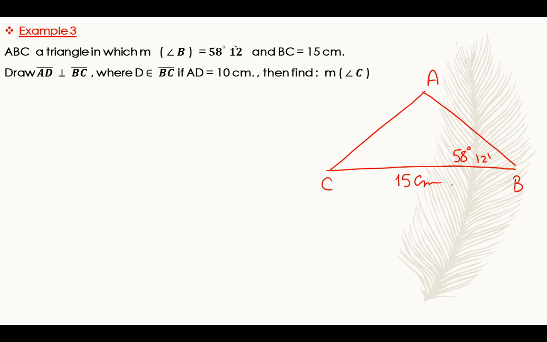Here, draw AD perpendicular to BC, where D belongs to the line segment BC. If AD equals 10 centimeters, so the length of AD is 10 centimeters. Here we want to find the measure of angle C.